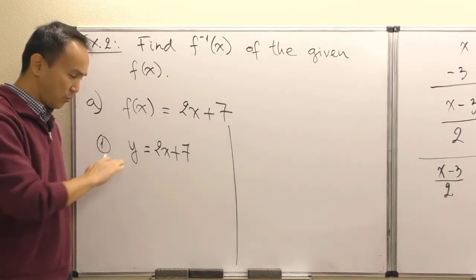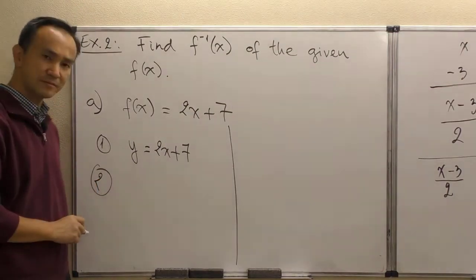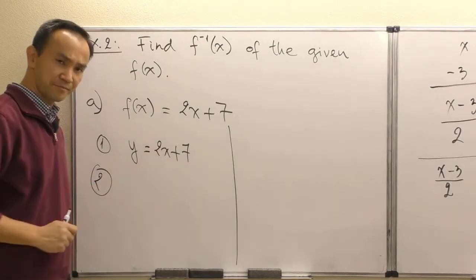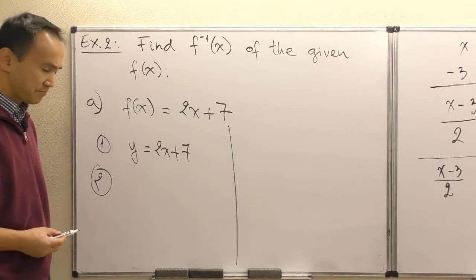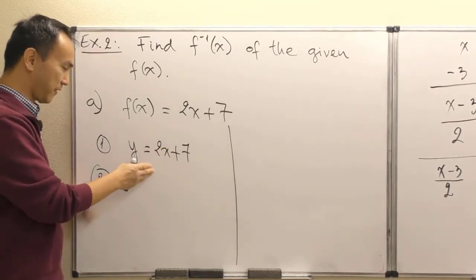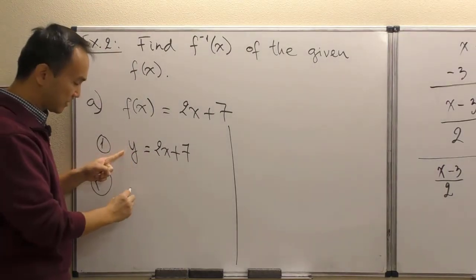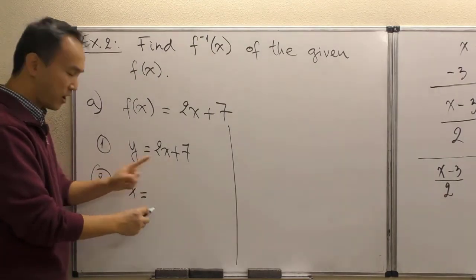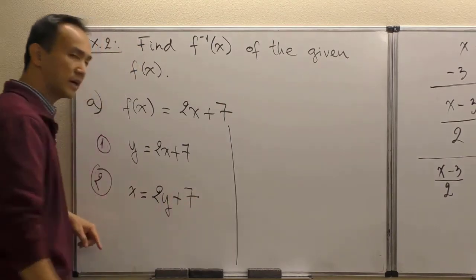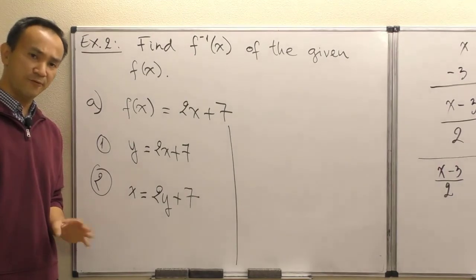Okay, and so now y equals 2x plus 7. The next step is an important step: interchange the x and y, meaning we switch the roles of the x and y variables in our equation. So the y variable from step 1 now becomes x, and the x variable from step 1 now becomes y. So x equals 2y plus 7. That's what I meant by interchanging x and y. That's step 2.